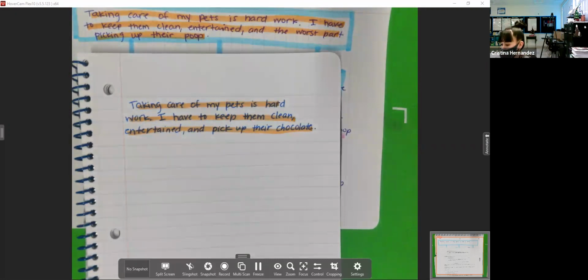I had a paper that listed transitions. You want to transition your paragraphs by saying first, next, then, or first, second, third, or in conclusion. Let me see if I have it on here. I did writing last year. I did have some writing.